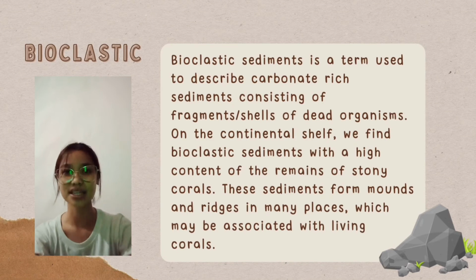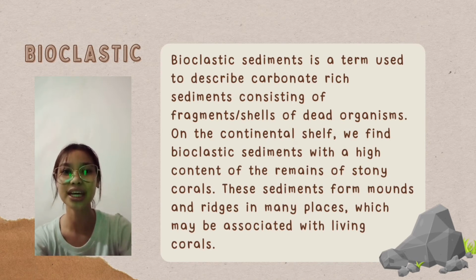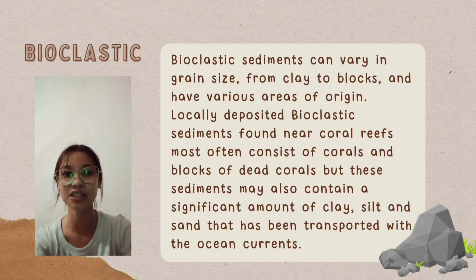Next is the bioclastic. Bioclastic sediments is a term used to describe carbonate-rich sediments consisting of fragments and shells of dead organisms. On the continental shelf, we find bioclastic sediments with a high content of the remains of the stony corals. These sediments form mounds and ridges in many places, which may be associated with living corals. The bioclastic sediments can vary in grain size, from clay to blocks, and in the various areas of origin.